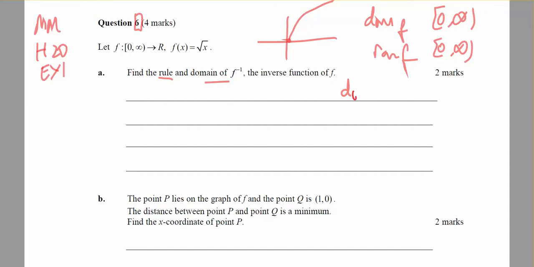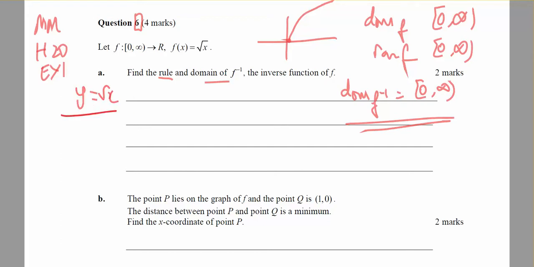Well, I know the domain of the inverse will equal the range, which will be 0 to infinity. So that's one of the answers. For finding the rule, y equals root x, swap, so x equals root y, square both sides, x squared equals y. So the rule of the inverse is x squared, and the domain is x bigger than or equal to 0.